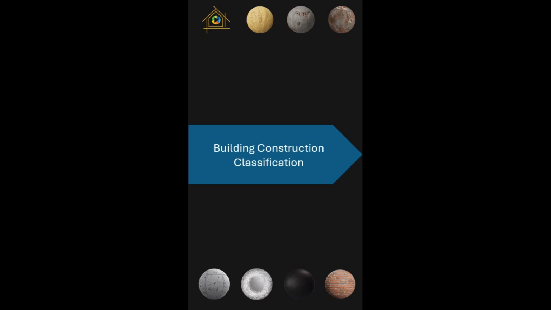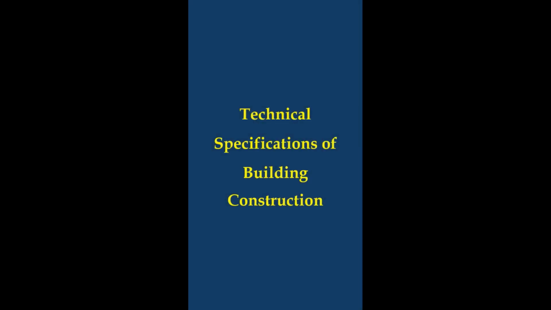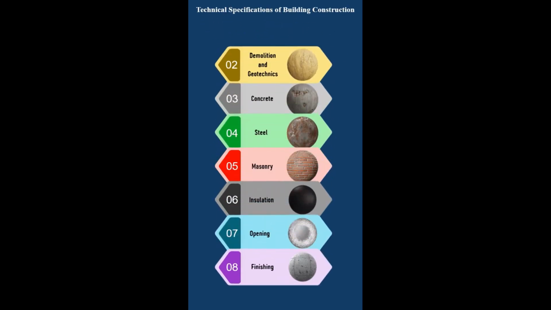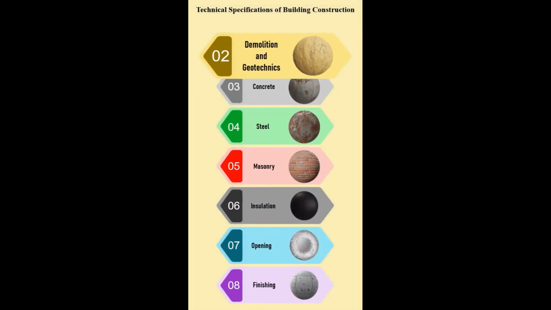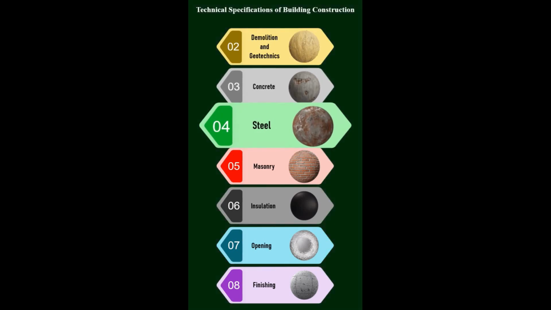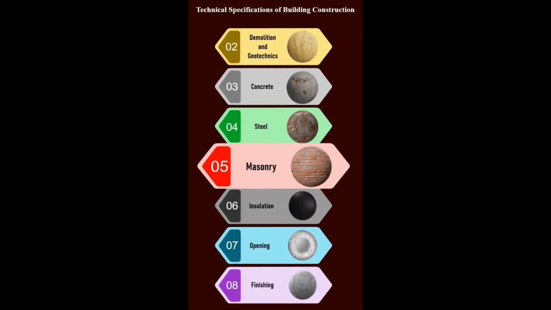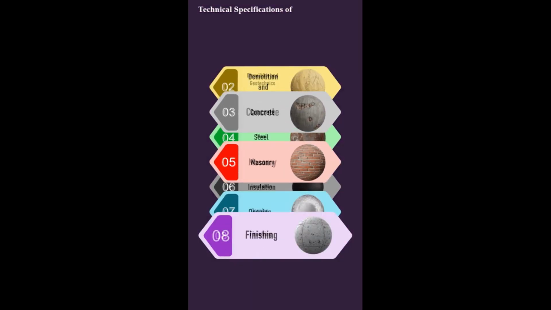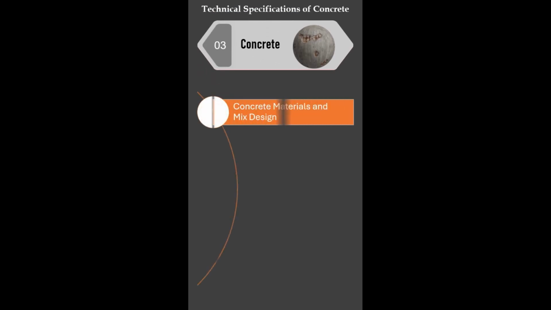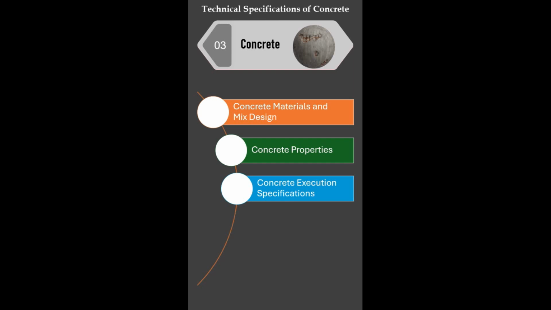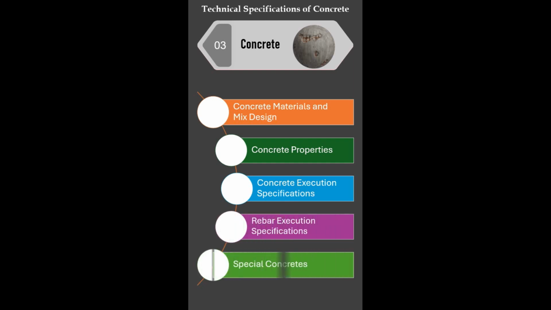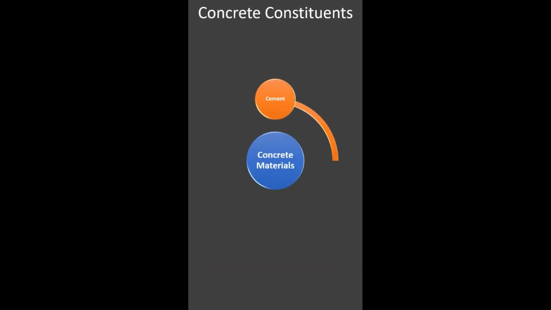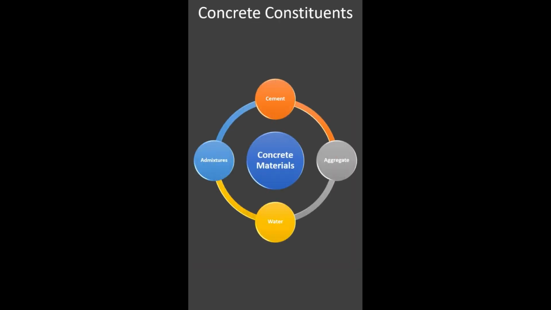Building construction classification. The construction activities in the field of architecture and civil engineering are divided into 7 groups: demolition and geotechnics, concrete, steel, masonry, insulation, openings, and finishing. The concrete specifications are divided into 5 sections: concrete materials and mixed design, concrete properties, concrete execution specifications, rebar execution specifications, special concretes. Concrete constituents include cement, aggregate, water, and admixtures.